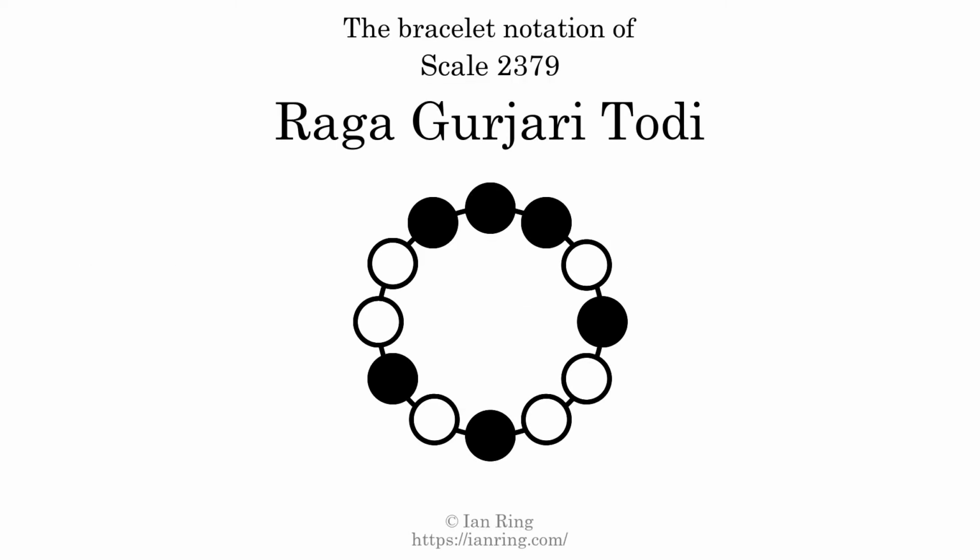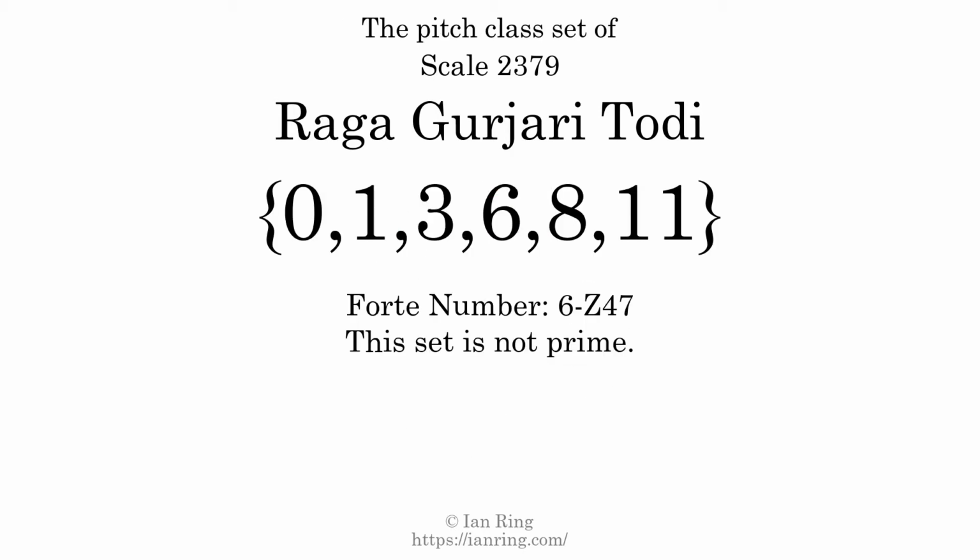This is a bracelet notation diagram of scale 2379. The shaded circles represent tones that appear in the scale, and they are read clockwise, starting at the top. The pitch class set for this scale is 0, 1, 3, 6, 8, 11. The forte class is 6Z47. This set is not prime.